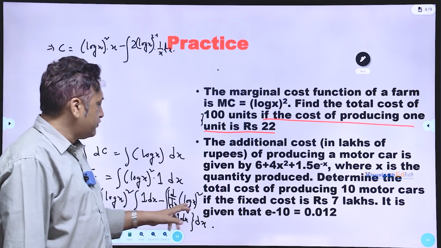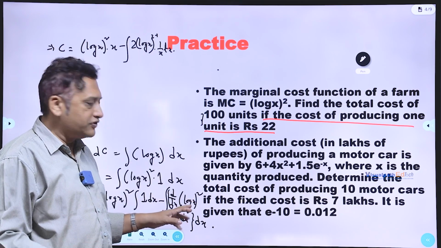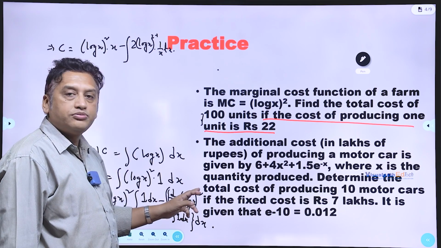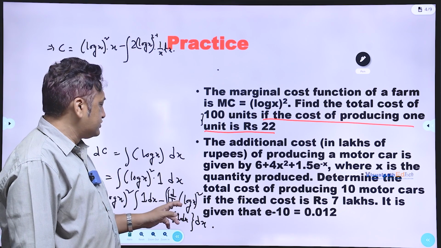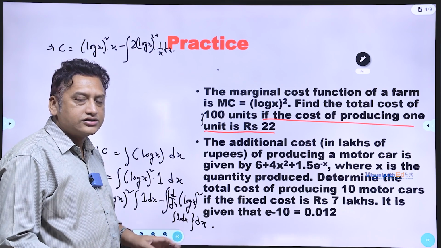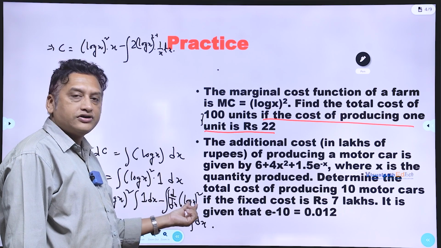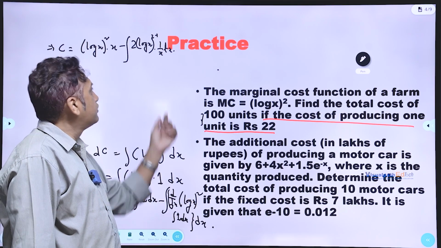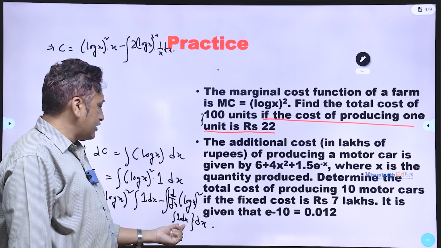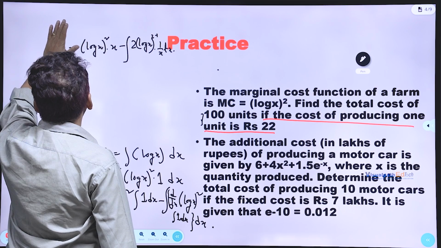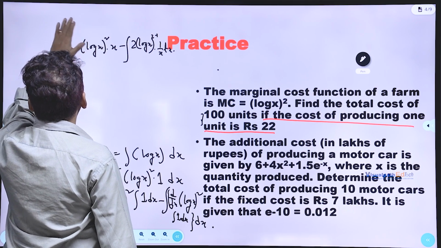I repeat, first we use the power rule of differentiation. Power rule says 2 comes to the coefficient and then log x to the power 2 minus 1. Since this is not x, it is log x, so we have to apply chain rule, and in the chain rule we again have to differentiate log x. d/dx of log x is 1 by x, and finally we have, okay, I made a mistake, 1 second.